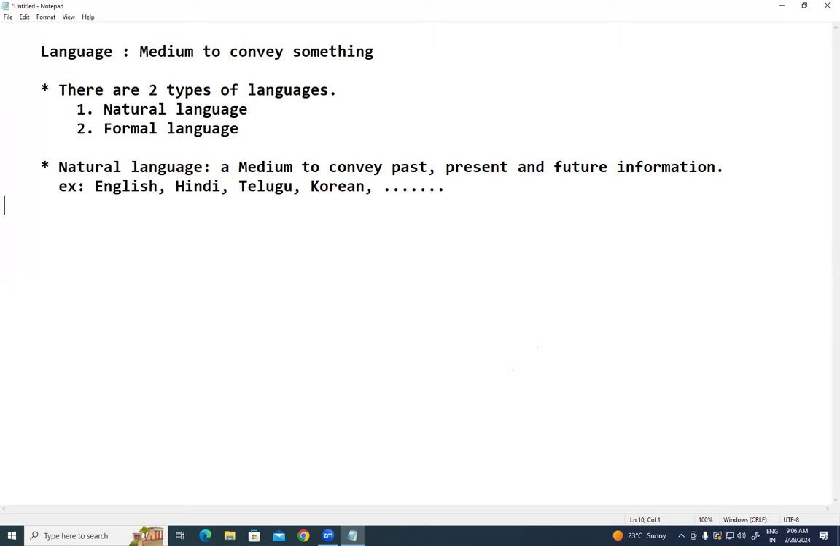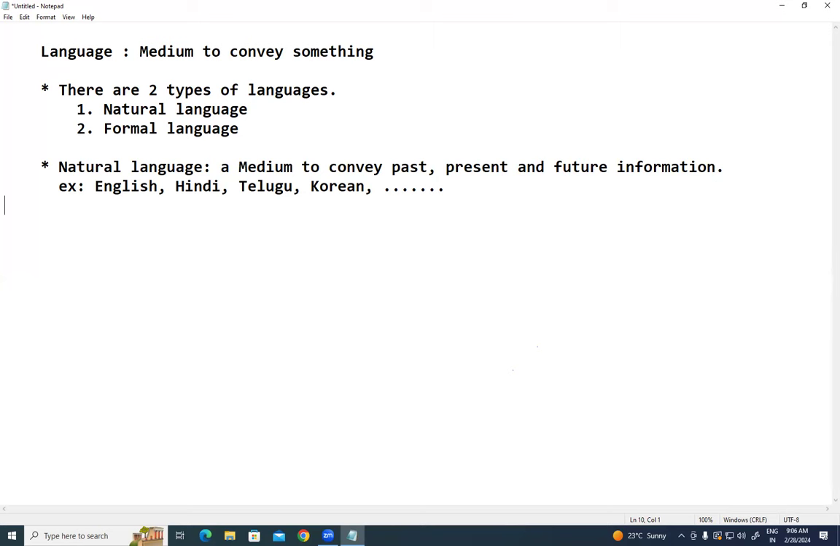So let us take accounts as one language. Accounts cannot be used for conveying everything, only for a specific purpose. What is the purpose? Related to profit and loss. Am I right or not?